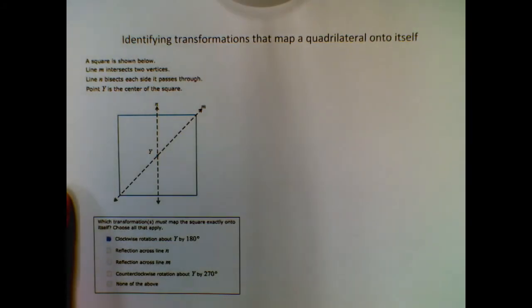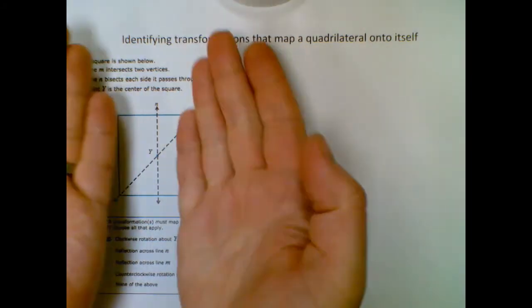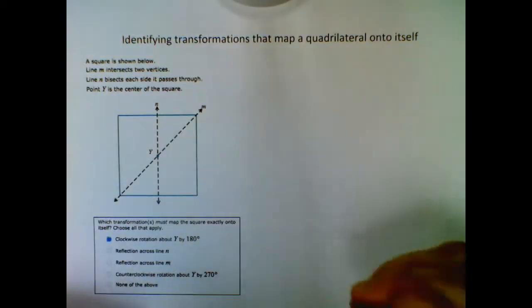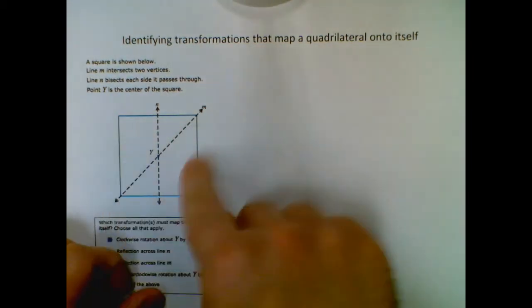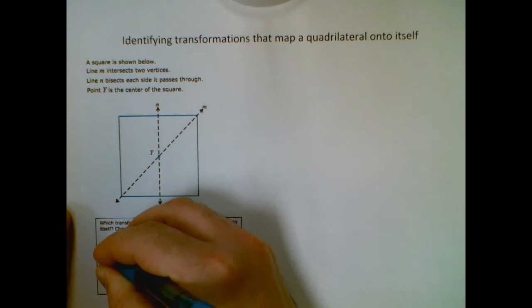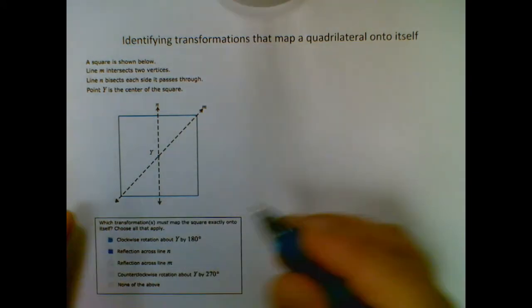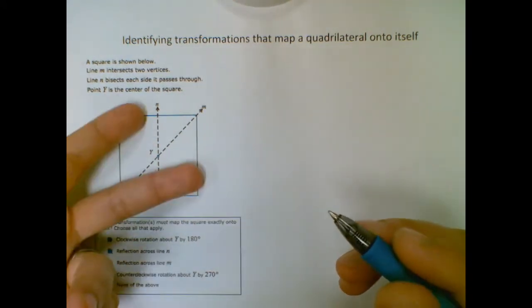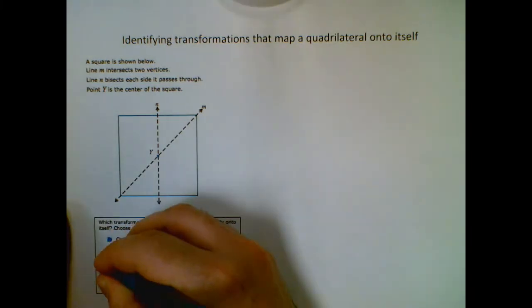Okay. Reflection across N, so that means taking this over the middle and flipping it. Will this side match this and vice versa? And that is true as well. Reflection across M, so the same thing. If I take these two and flip them like that, it will also work.